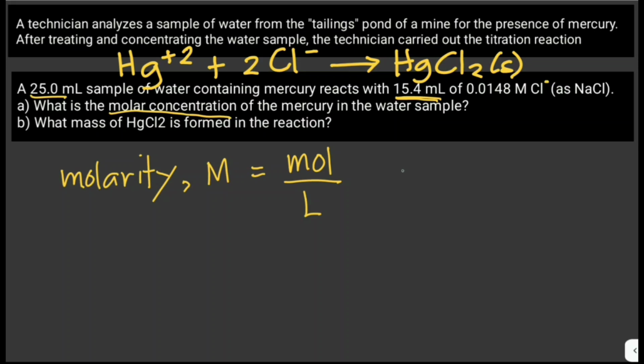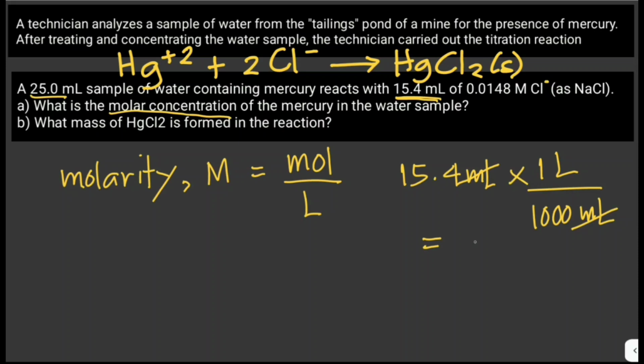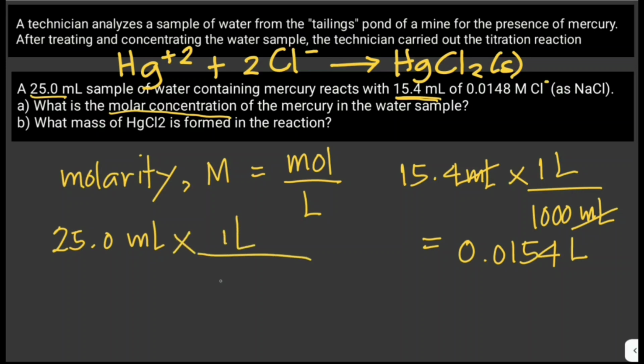So we convert 15.4 milliliters to liter. There is 1000 milliliters in 1 liter, so this is just equivalent to 0.0154 liter. And for the 25 milliliters, we convert this to liter as well, and this is just equivalent to 0.025 liter.